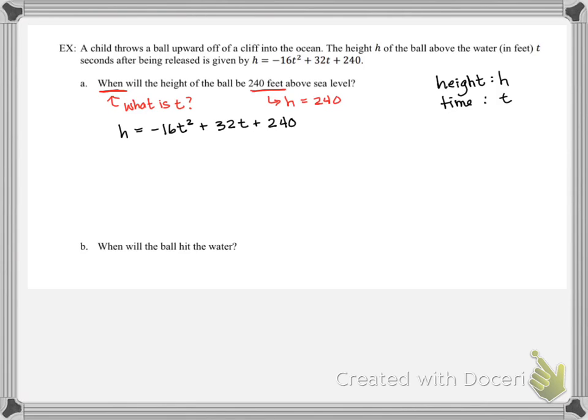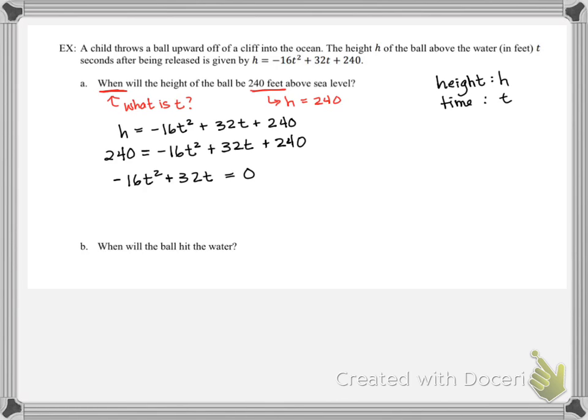So I am now going to replace h with 240. So 240 equals negative 16t squared plus 32t plus 240. And so this is a quadratic equation, right? I have an exponent on the variable, which means my first step is to get a 0 on one side. So I'm going to subtract 240 from both sides, which gives me negative 16t squared plus 32t equals 0.